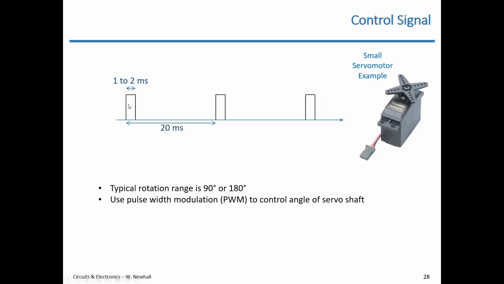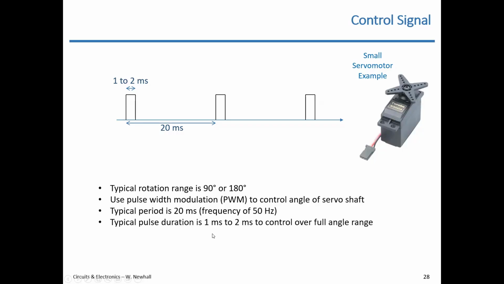So you have a constant frequency, but you're varying the width of that pulse. The typical period for these servo motors is 20 milliseconds, which is a frequency of 50 hertz for that square wave. And the typical duration range is 1 millisecond to 2 milliseconds, and that controls the angle over a full range. So you can use a microcontroller and microcontroller timer peripherals to produce this control signal. And then in software, you can command the servo to spin to different angles.